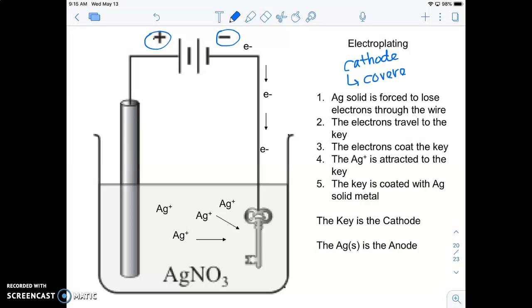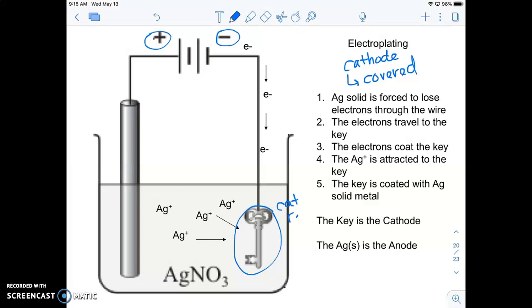That also starts with a C. So here in this picture, they give me an object. They give me a key. If there's ever a weird object in the picture, that's always the thing that's going to get covered. Okay? So I'm going to label my cathode.